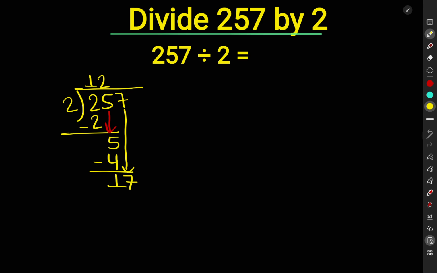So now it became 17 and 2 times 8 means 16. On subtracting we get 1. So now this 1 is less than 2. So we put here decimal so that we take 0. So now it became 10 and 2 times 5 means 10. On subtracting we get 0.